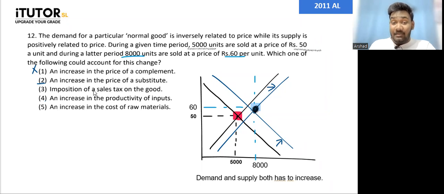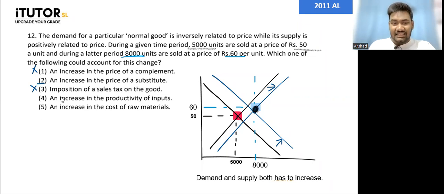Third one, imposition of a sales tax. What will happen if there is a sales tax, guys? If there is a sales tax, the supply will decrease, right? So then we can't take that as an answer as well. We are looking at an answer where the supply is increasing. So if you put a sales tax, number 3, what happens? Supply decreases, not that. Okay.